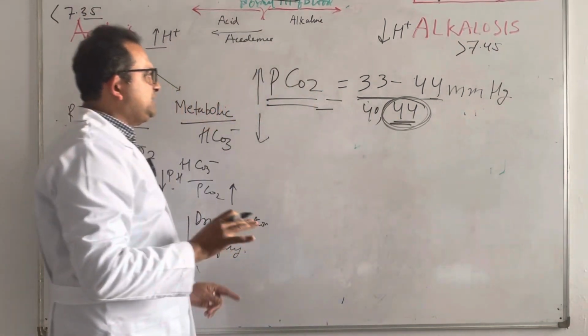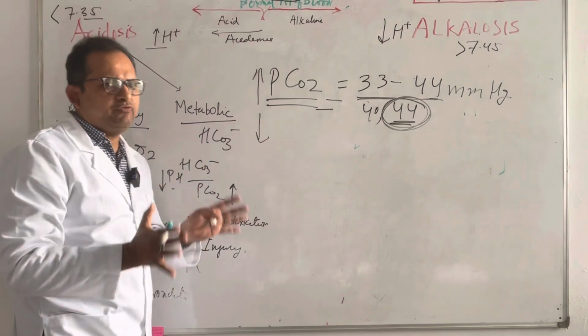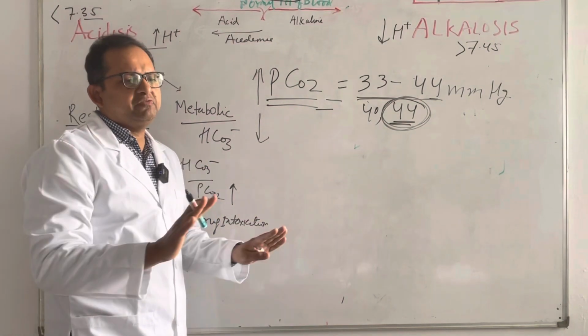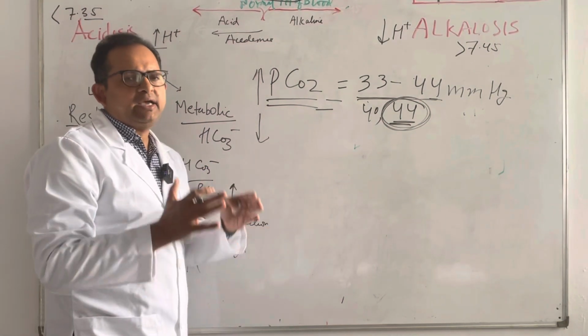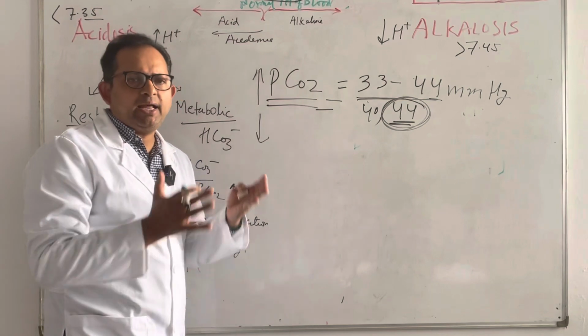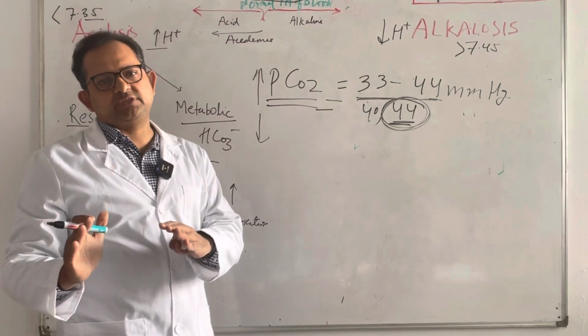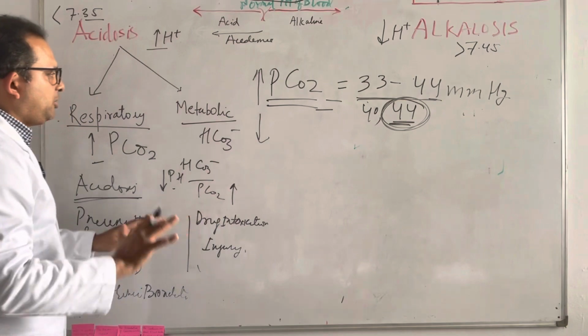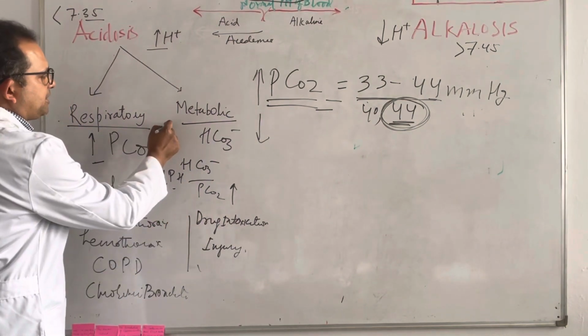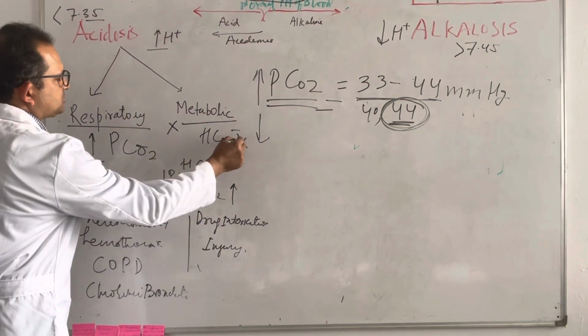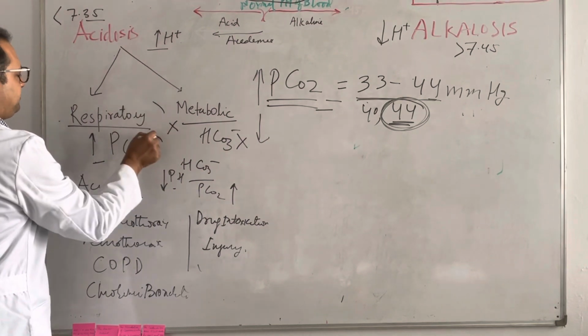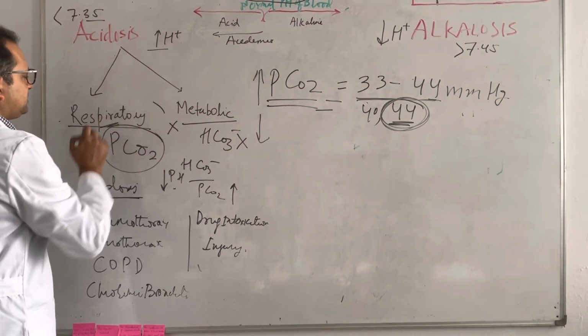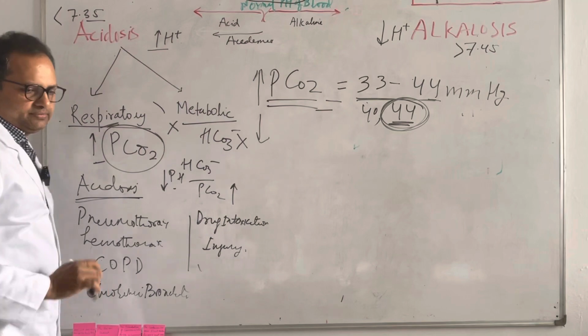If we see that the PCO2 is higher than 44, then we will straight away say that it's acidosis, and precisely respiratory acidosis. So we will not think about anything else, no metabolic, no HCO3. We will only think about the PCO2 and we'll think that this is respiratory acidosis.